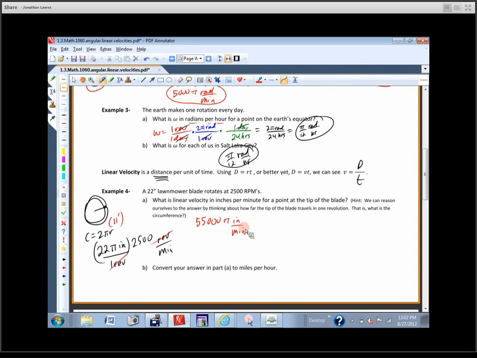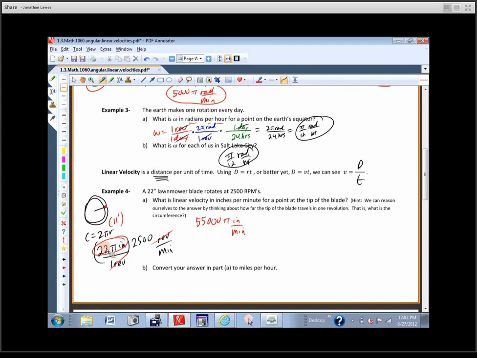I have a question. So, why did you want to find the circumference of it first? Because if you're a little bug on the end of the lawnmower blade, and you're going to travel around here 2,500 times every minute, what we want to know is, what's the linear velocity? What distance did we cover, divided by the time that it took us to cover that distance? So one revolution would be one circumference. So that's going to be the 2 pi r, or the 22 pi inches. And we do that 2,500 times every minute, so we just times it by 2,500. Does that make sense? Good there? Okay.